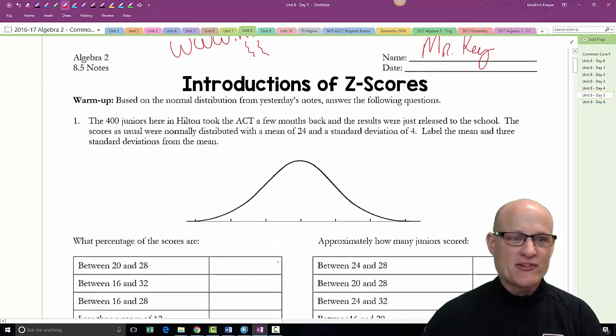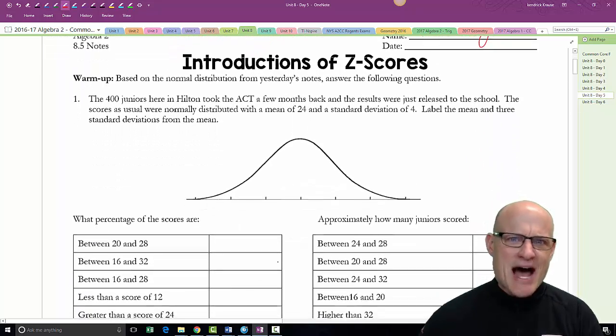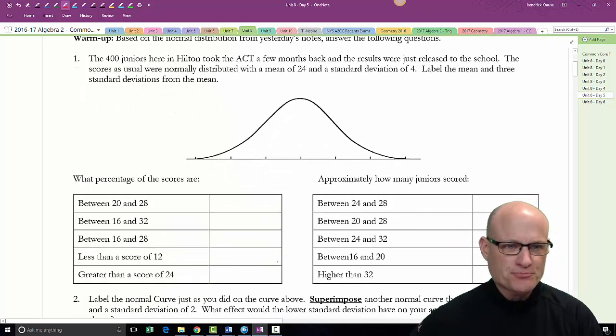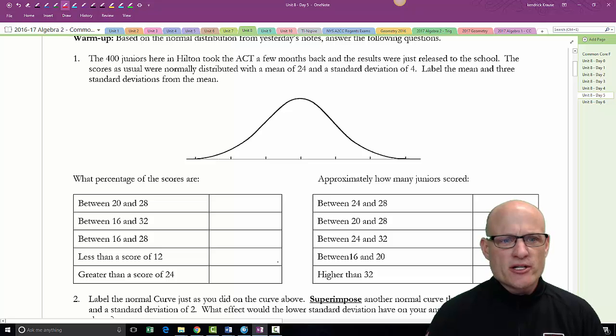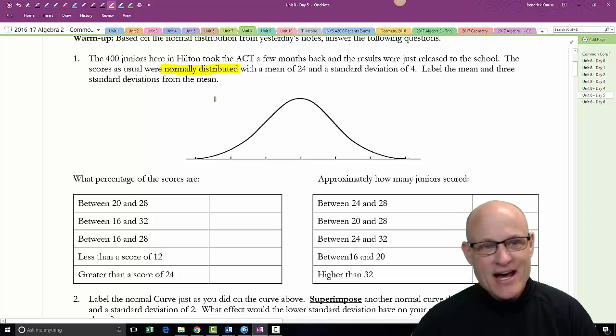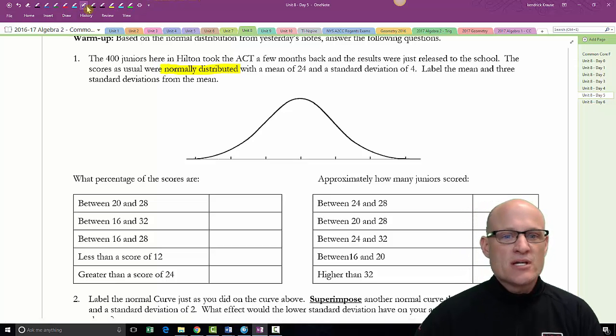Anyway, let's talk about Z-scores. Well, let's not first. Let's talk about normal distributions first. So it says here, 400 juniors in Hilton took the ACT a few months back, and the results were just released in the school. The scores were normally distributed. That's important. As soon as I see the words normally distributed, I can draw in the normal distribution curve. Until then, not able to do that. With a mean of 24 and a standard deviation of 4.